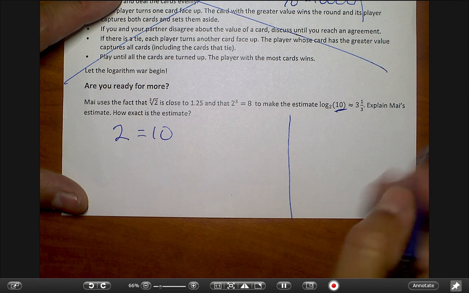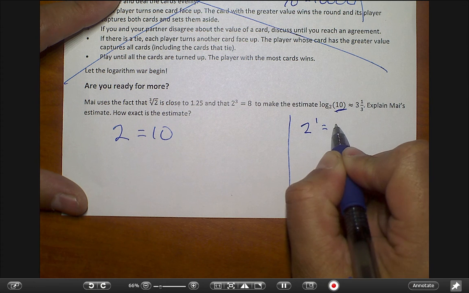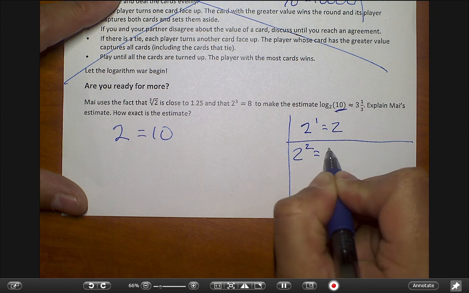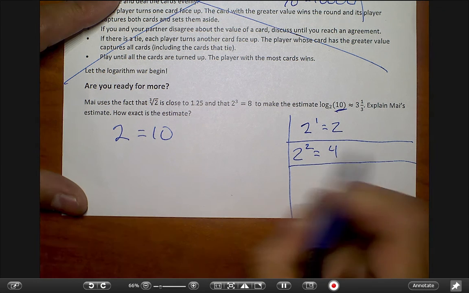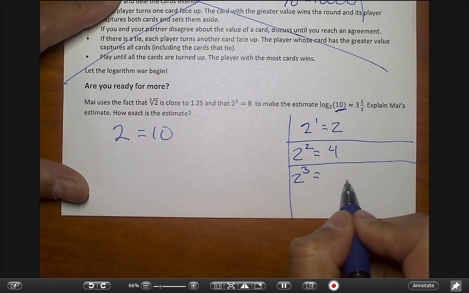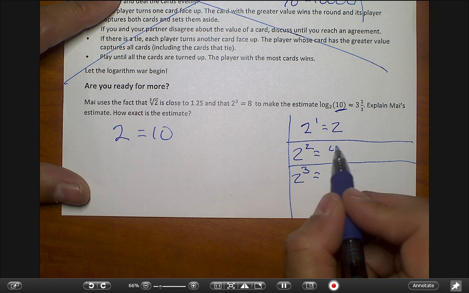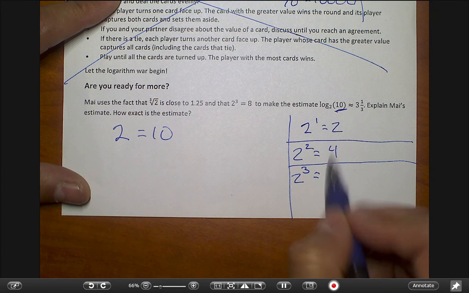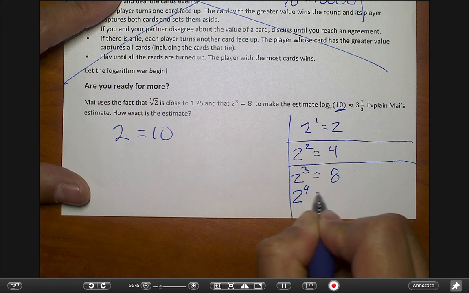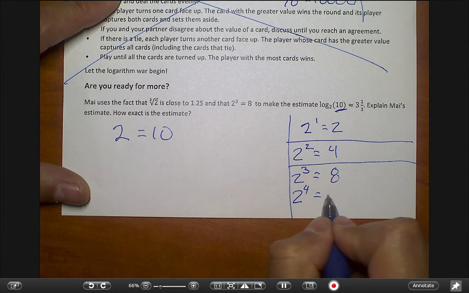So, we know that 2 to the first is 2. 2 squared is 4. 2 to the third is 8, right? It's just the 4 times 2. It's multiplying by another 2. Okay, so that's going to be an 8. And 2 to the fourth, 16. It's the previous number times another 2. So that's going to be 16.